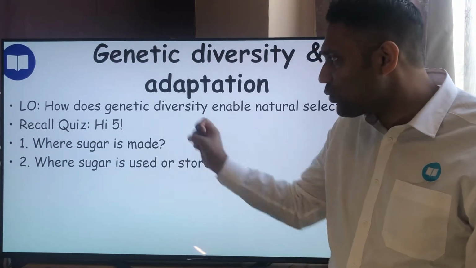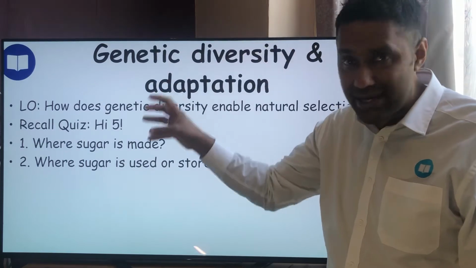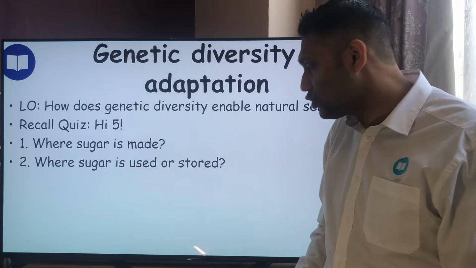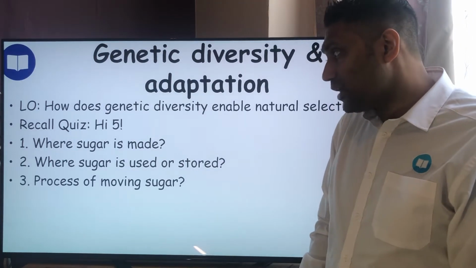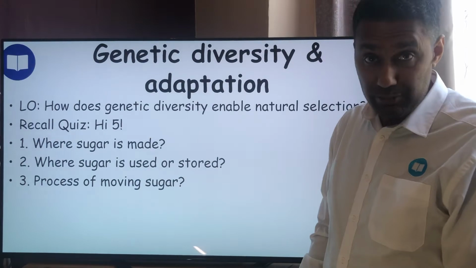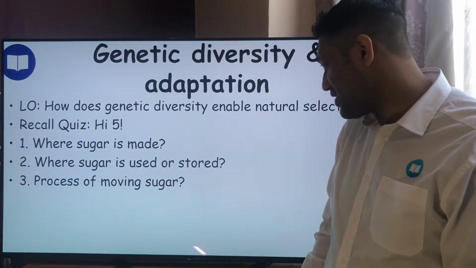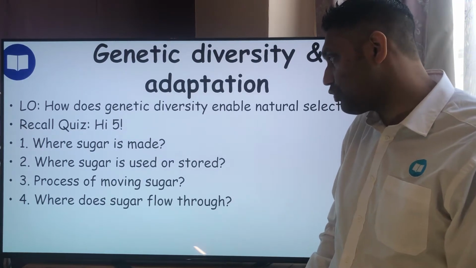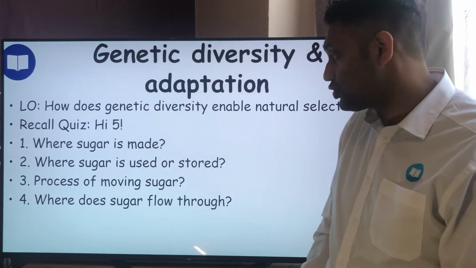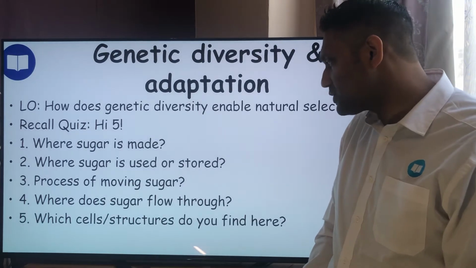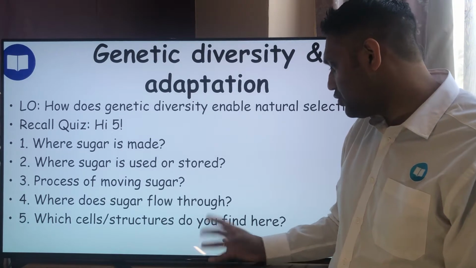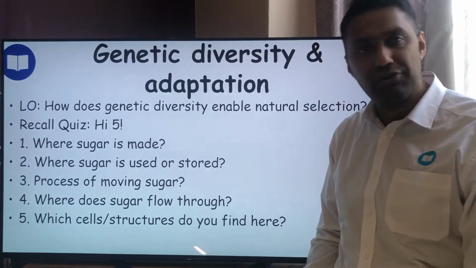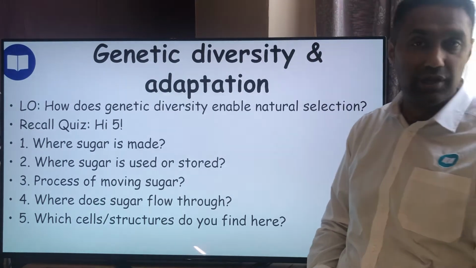So we got a phrase for where the glucose and sucrose is being made in the plant, and we've got a phrase for where the sucrose, sugar, the glucose is being used or stored. What is known as the process of moving sugar around the plant? I've sort of given you the answer for that already. And number 4, where does sugar flow through? Which part of the plant does the sugar flow through? And which cells or structures do you find in that part? So press pause, have a go at those questions, just check your answers, and we'll go through the answers now.